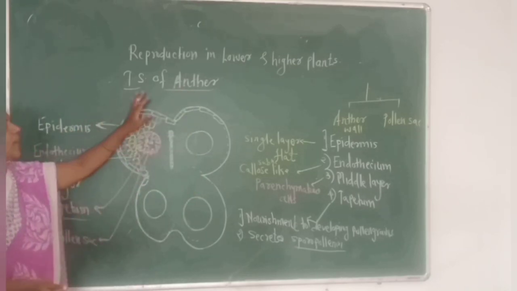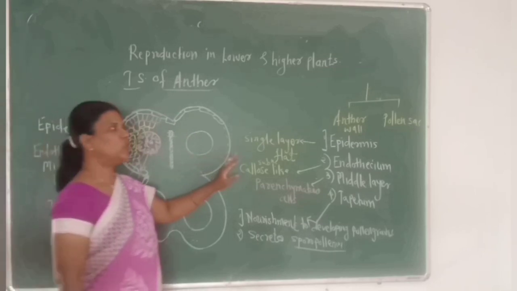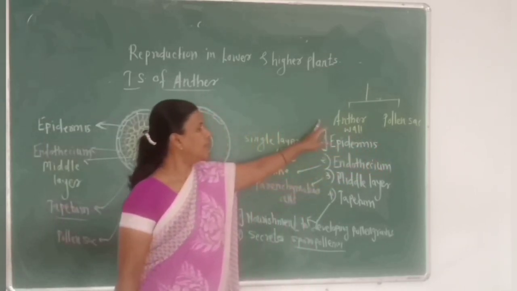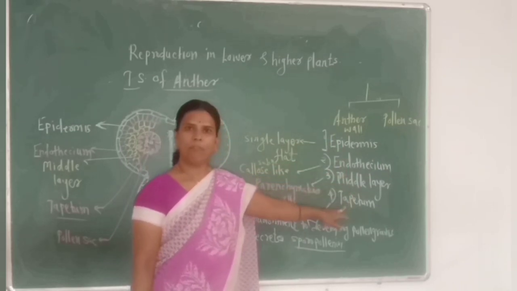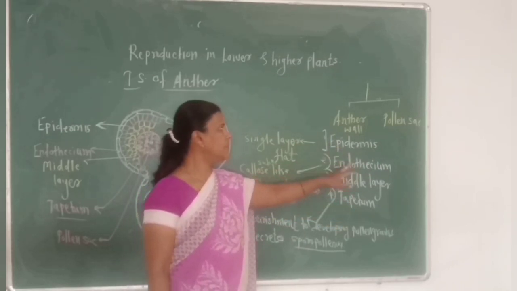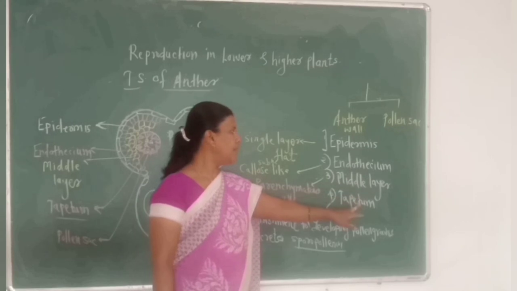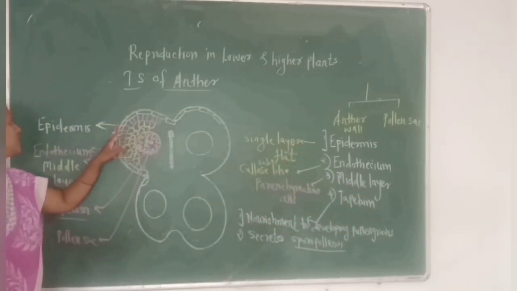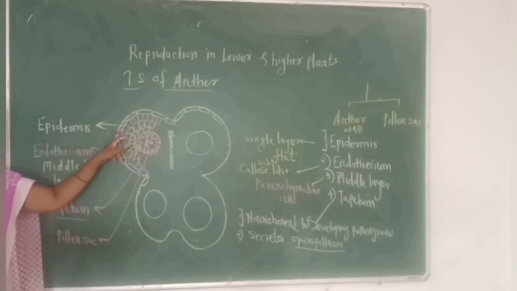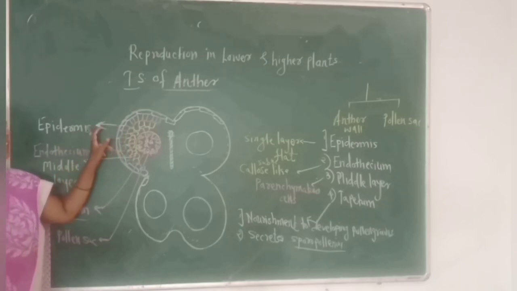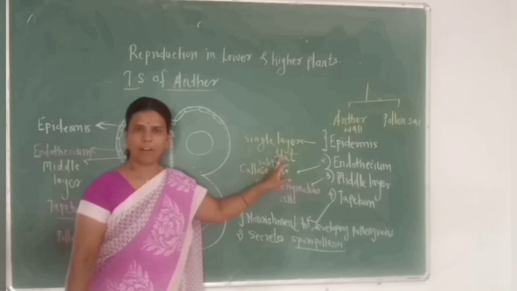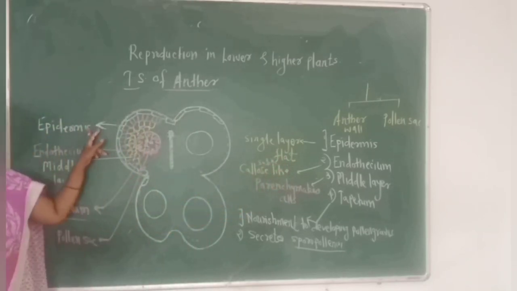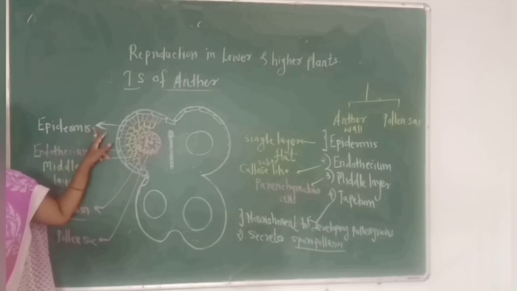The T.S. of dithecous anther mainly shows 2 parts: anther wall and pollen sac. Anther wall consists of 4 layers: epidermis, endothecium, middle layer and tapetum. And epidermis is the outermost covering. It is a single layer. The cells of epidermis are flat. As it is outermost, it is protective in function.